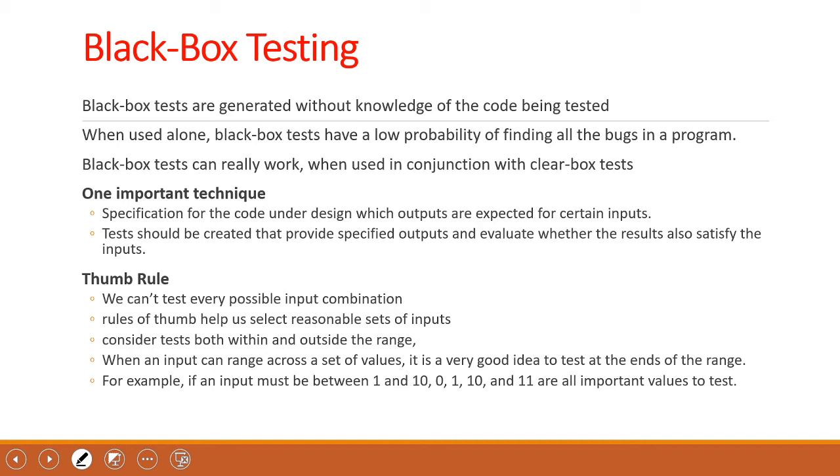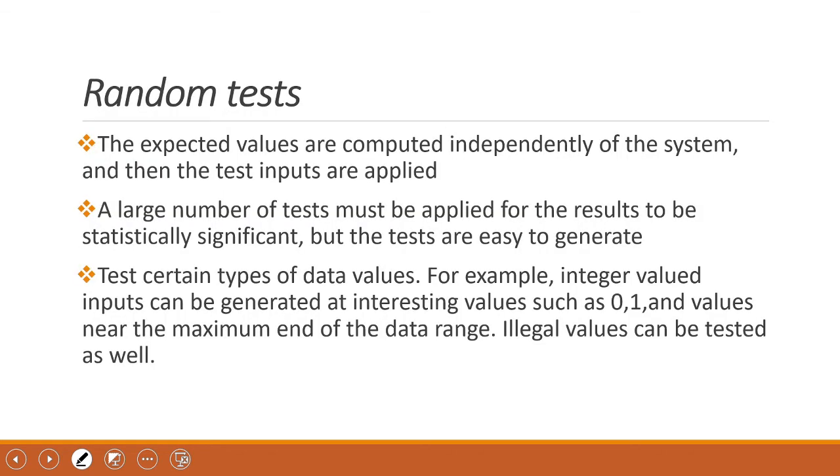Okay, there are some thumb rules for black box testing. First, we cannot test every possible input combination. Secondly, we have to test at least a reasonable set of inputs. Third, we have to test within the range and out of range. When the input can range across a set of values, it's a good idea to test the ends of the range. For example, if it is 1 to 10 months, we have to check 1, 0, 10, 11. So testing this is enough.